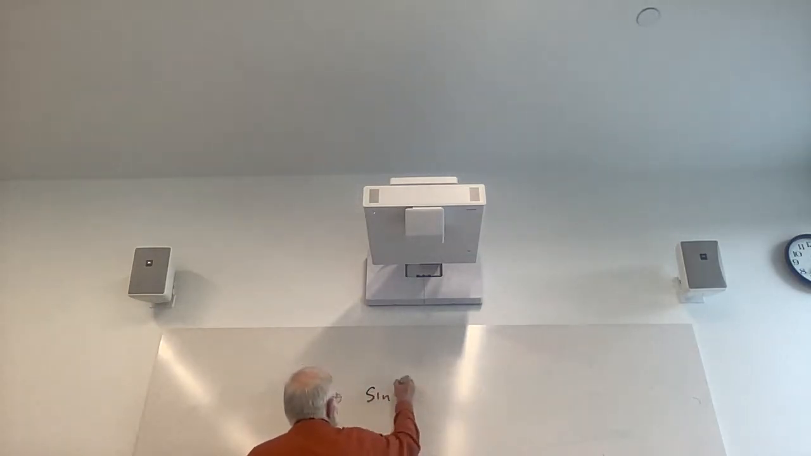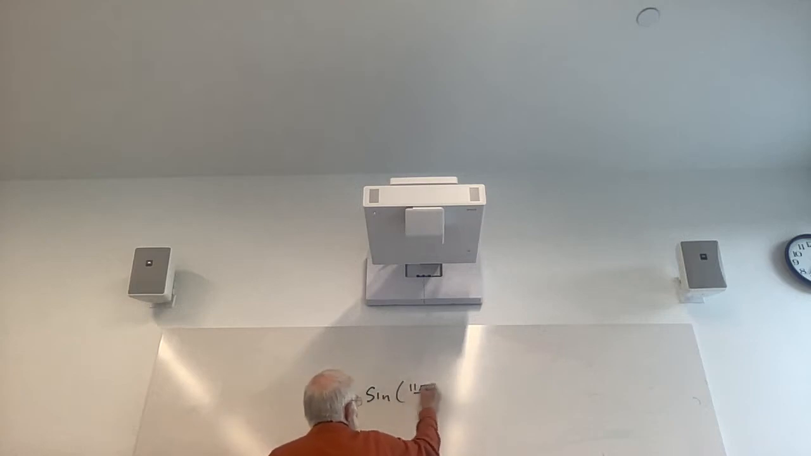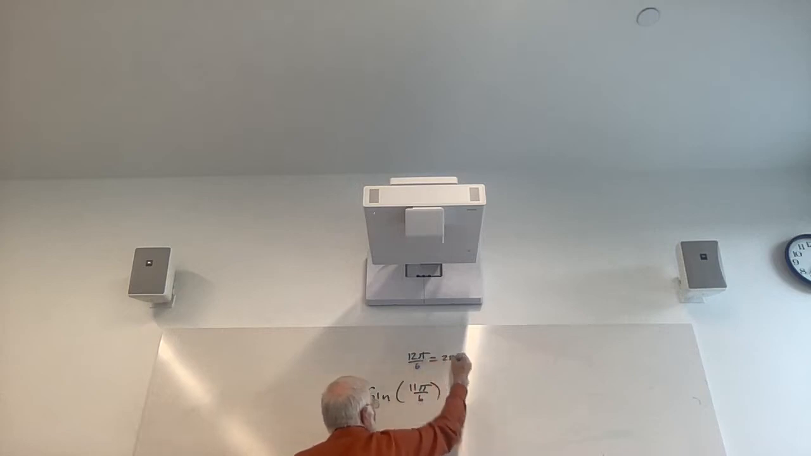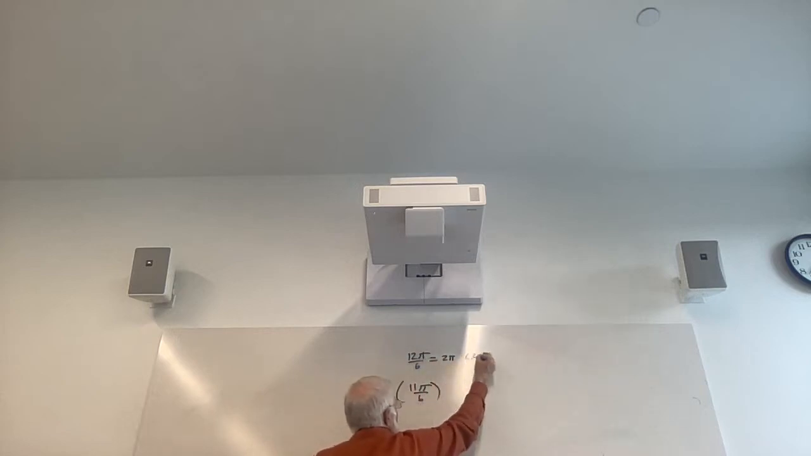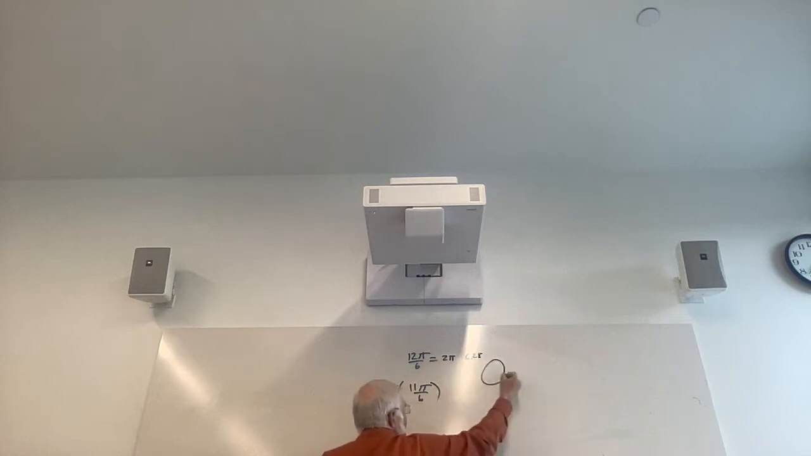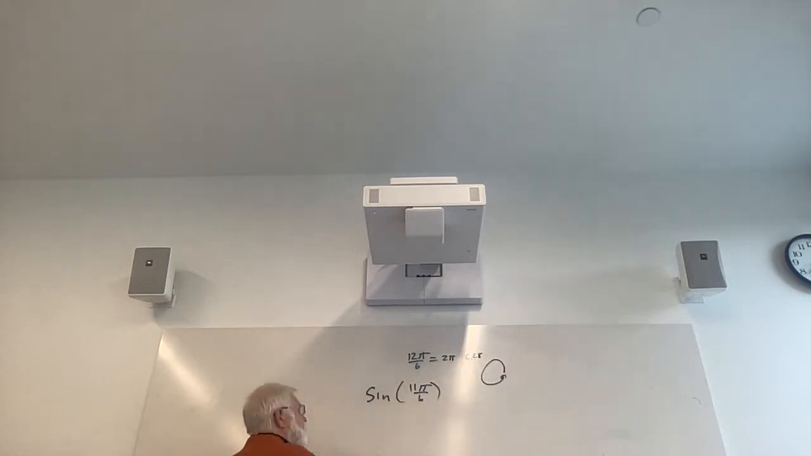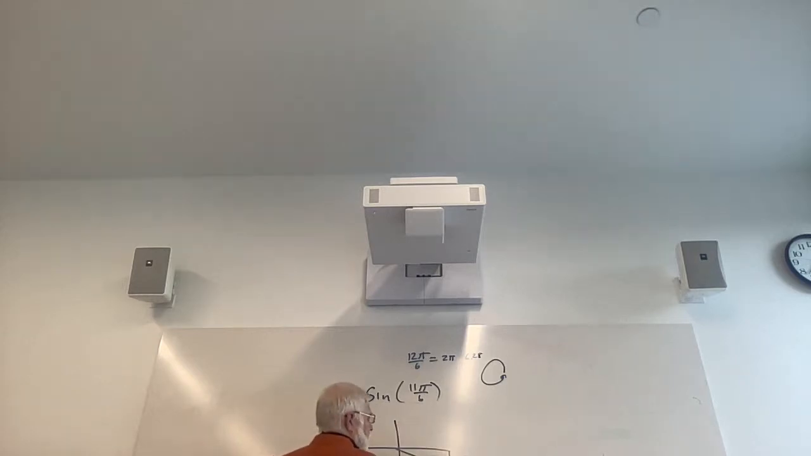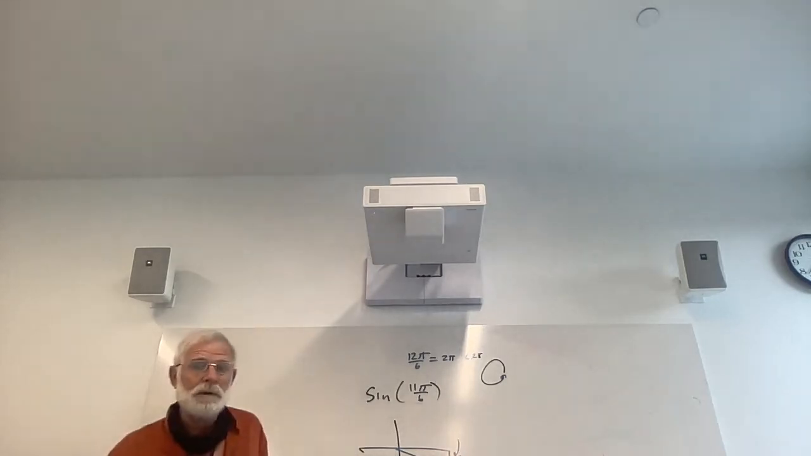Sine 11 pi over 6. First thing that comes to mind is 12 pi over 6, which is equal to 2 pi, which is equal to 6.28 radius lengths around the circle, which takes me 1 full revolution. I am 1 chunk of 6 less than that. So sine is minus 1/2. A lot of folks make sign errors, understandable.